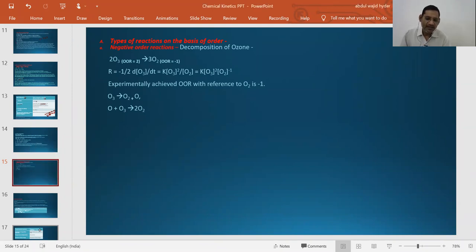Fine. So see, negative order reactions. In this reaction, twice O3, this O3 converts into ozone. We know ozone continuously converts into oxygen. And that is what the reaction takes place there in presence of sunlight, UV radiations, ultraviolet radiations. So UV radiations are responsible for this conversion of ozone into oxygen, and that ozone layer is responsible for protecting you from the harmful ultraviolet radiations. So that ozone layer acts as a blanket to save you.